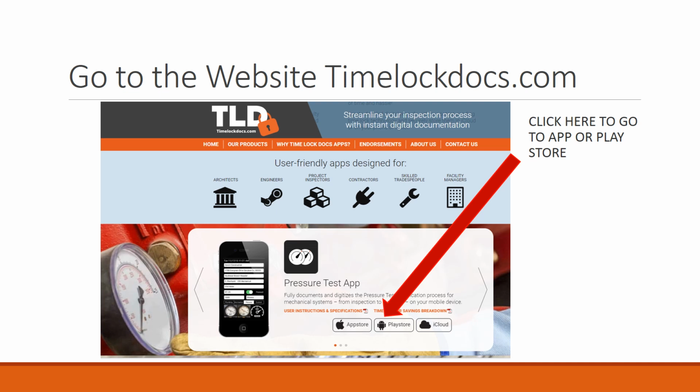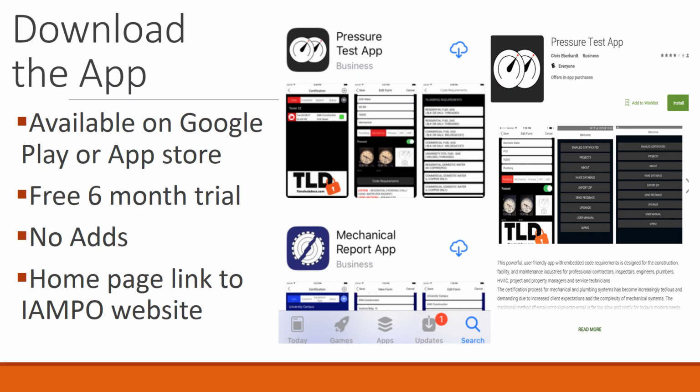By going to the website timelockdocs.com, you can click the link to download the pressure test app for a 6-month free trial. On the homepage of the app, you can directly link to the IAPMO website. The app also gives you access to the pressure testing requirements on your phone or tablet without having to access a code book or manufacturer spec sheet.